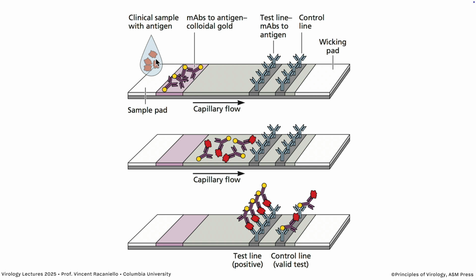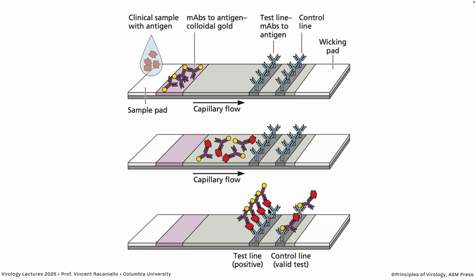So you put your sample at the end, and it begins to flow down this pad by capillary action. If there are antigens present, these antibodies will pick them up and they will move down. So here now we have antibodies bound to the antigen. And then these antibodies will bind to that first row of monoclonal antibodies via the antigen, as you can see, and that will give you your positive result, or negative if there's no antigen.